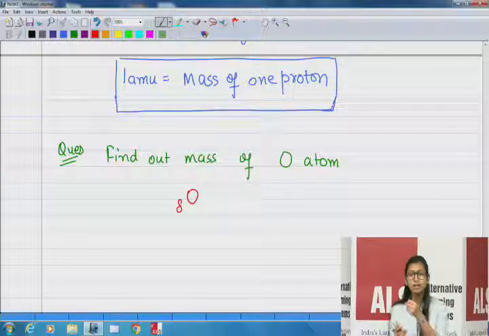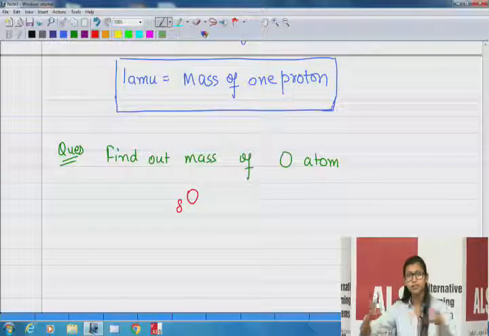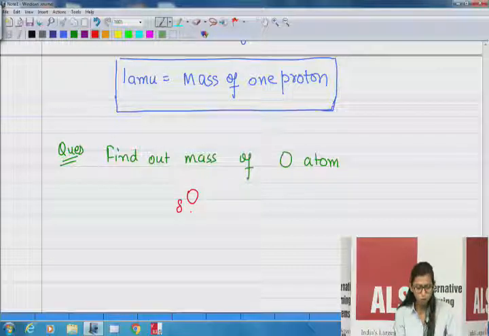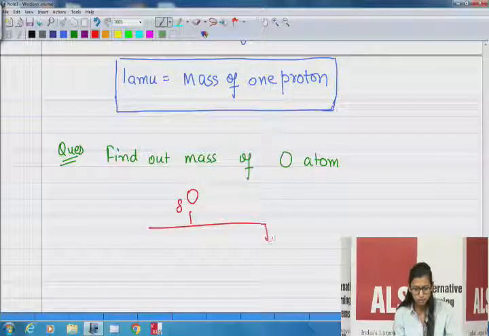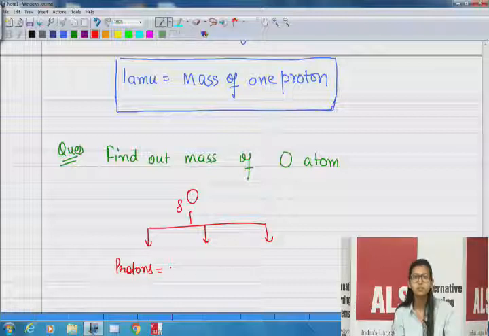I know that in an atom, the protons are there, neutrons are there, and electrons are there. If I add the mass of everything, I will be getting the mass of the atom, right? So can I write it like this? This is simply the oxygen atom. How many protons are there? You know that? In the oxygen, how many protons are there? Very good, it's 8.